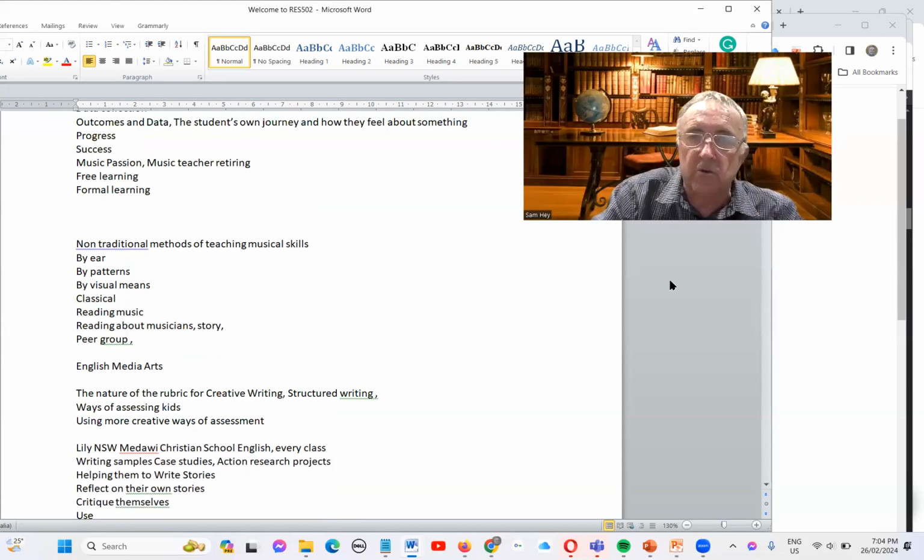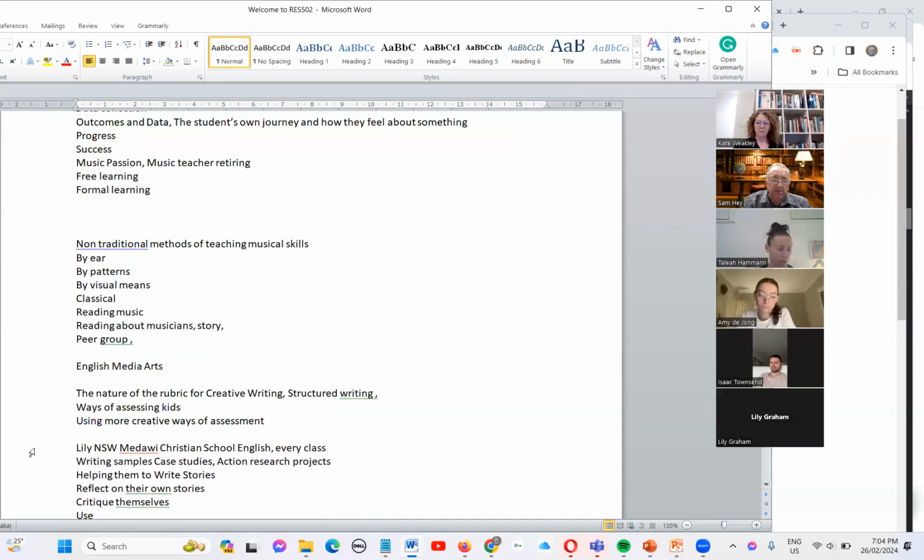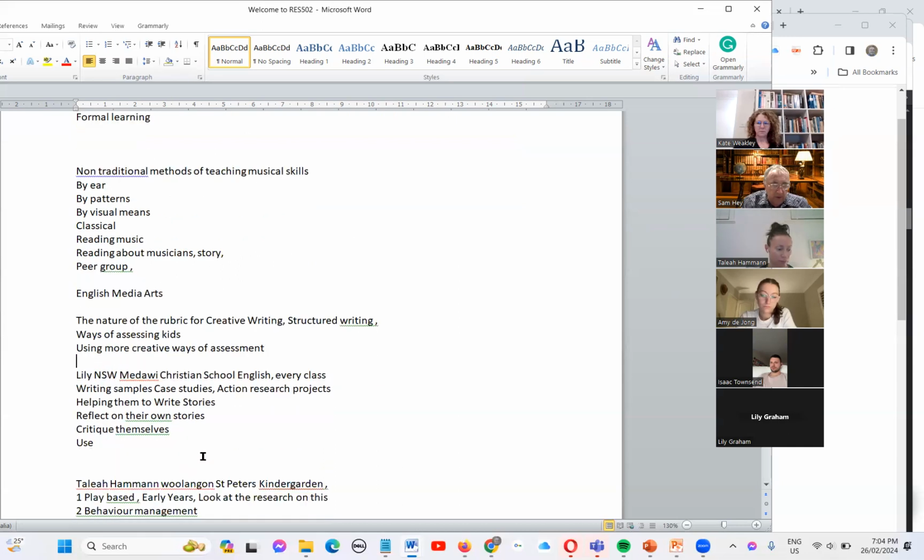Yeah, I think that's right. That's right. You could also explore the different ways that they can interact with other students. So peer interaction could help.